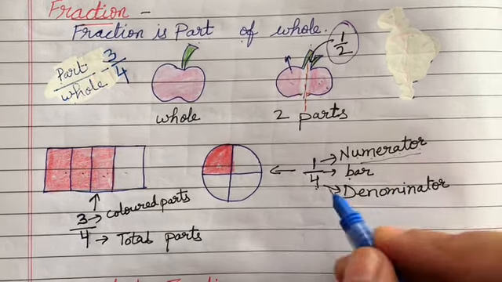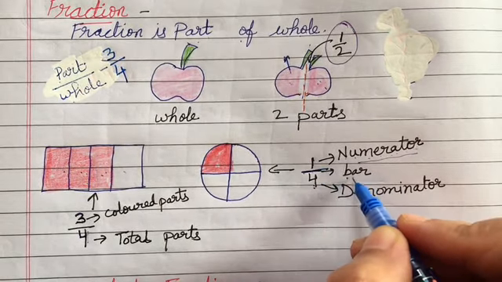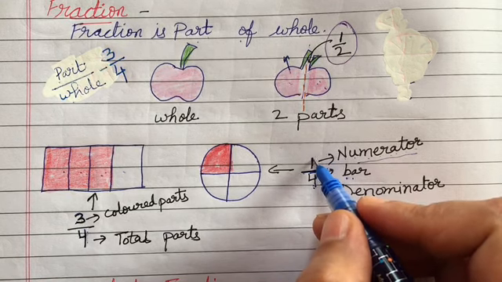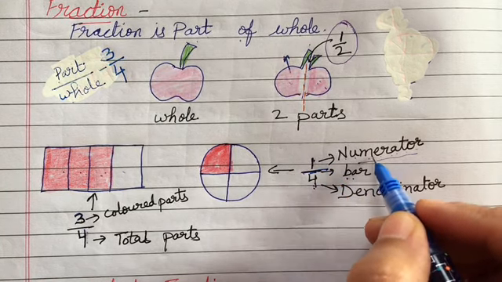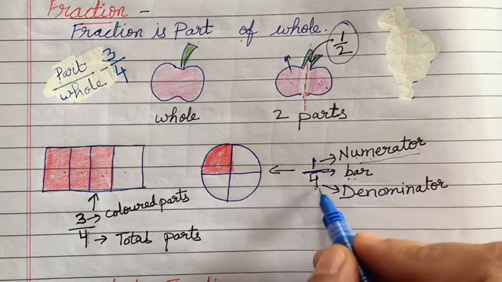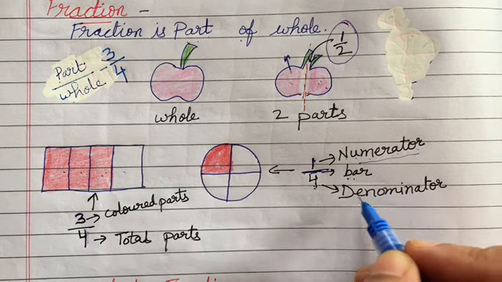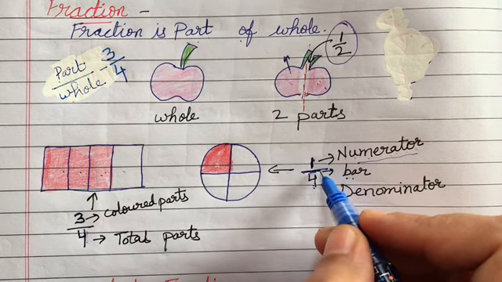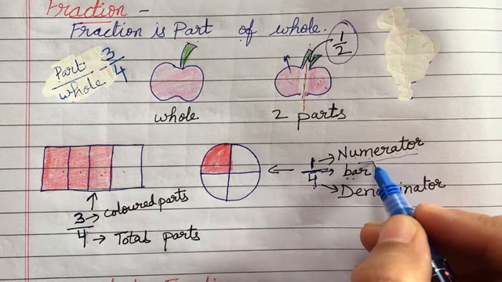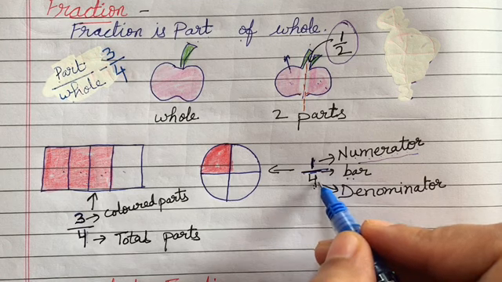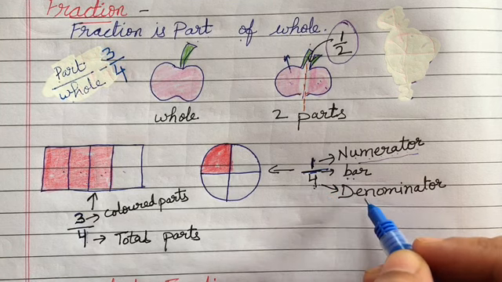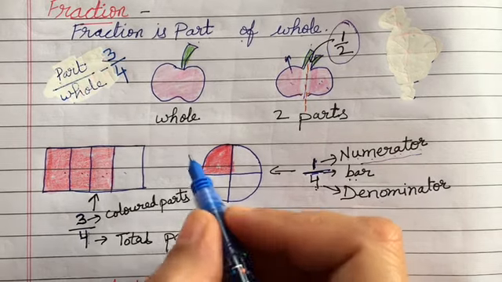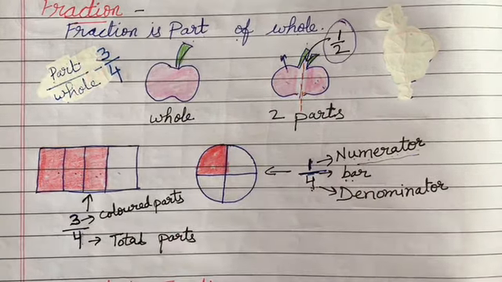For a recap, this line is called the bar. The digit which is above this bar is the numerator, and the digit below is the denominator. So the digit above the bar or line is called the numerator, and the other digit on the lower side is called the denominator. Fine. So this is a fraction. A fraction is part of a whole.